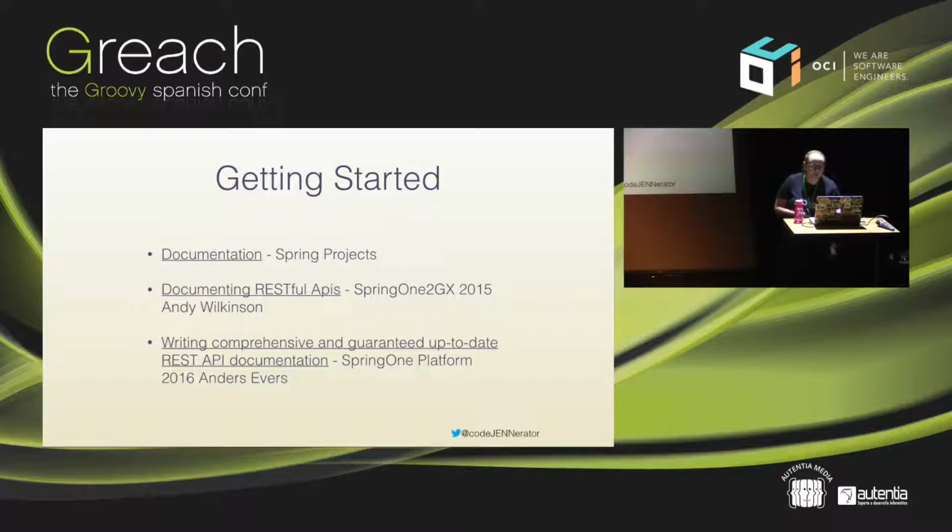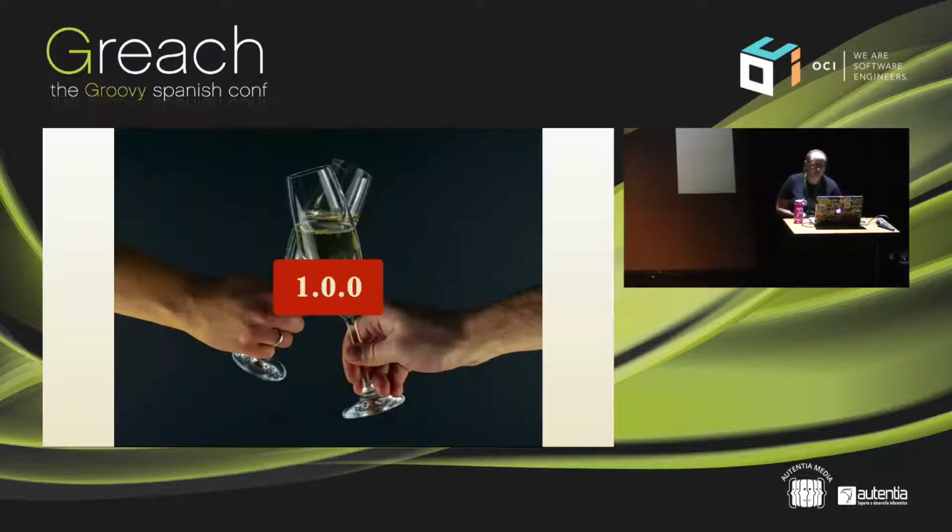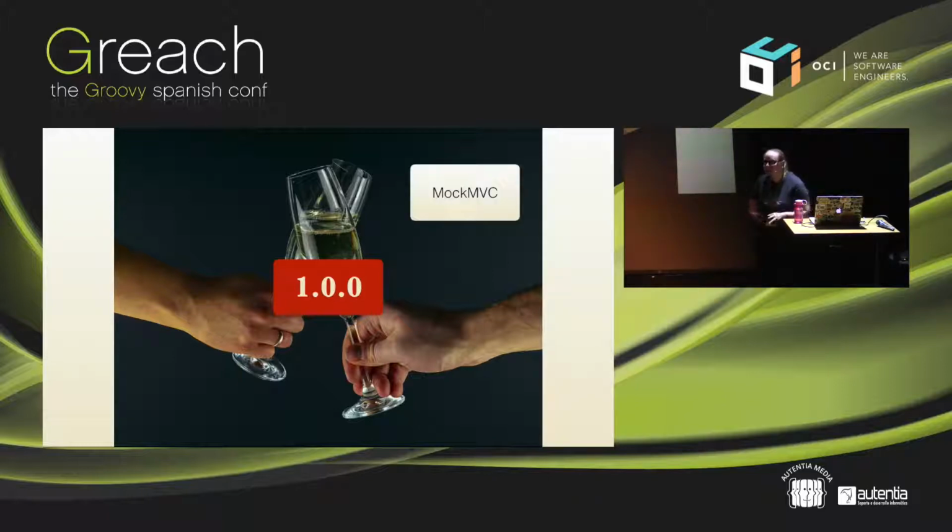So now that Spring RestDocs has been out long enough, I can actually do a release highlight section. In the first version, 1.0, which went out sometime in the fall of 2015, it was pretty perfect timing for when we were doing this project. We were using Spring Boot, and we could hook into some of the things from the beginning. In the beginning, it did just have MockMvc as the testing framework, but that was okay for our Spring Boot project.